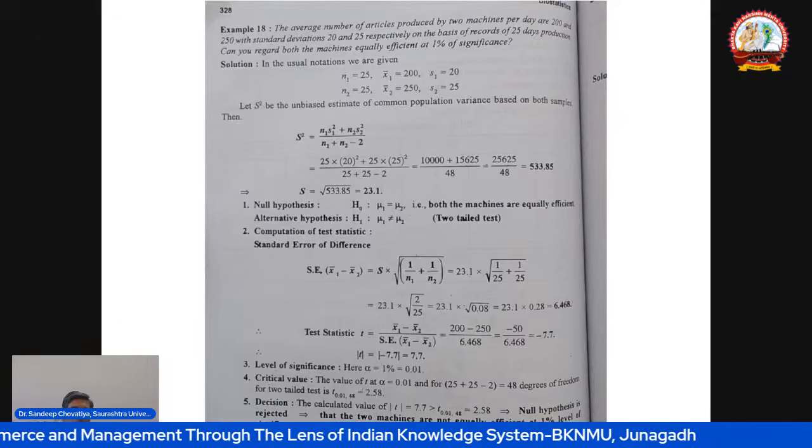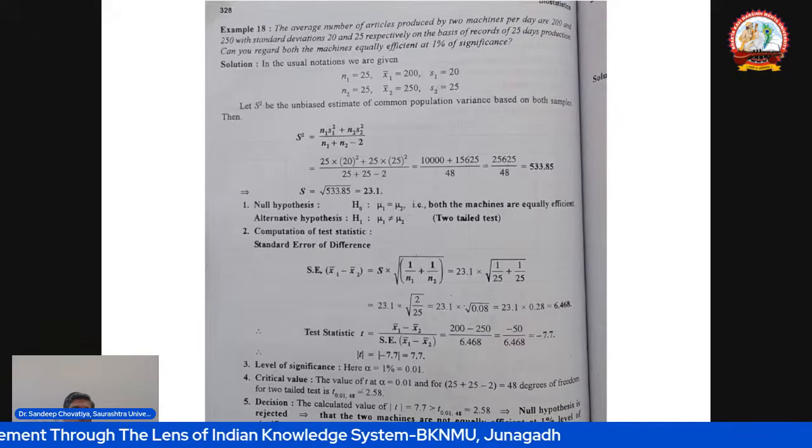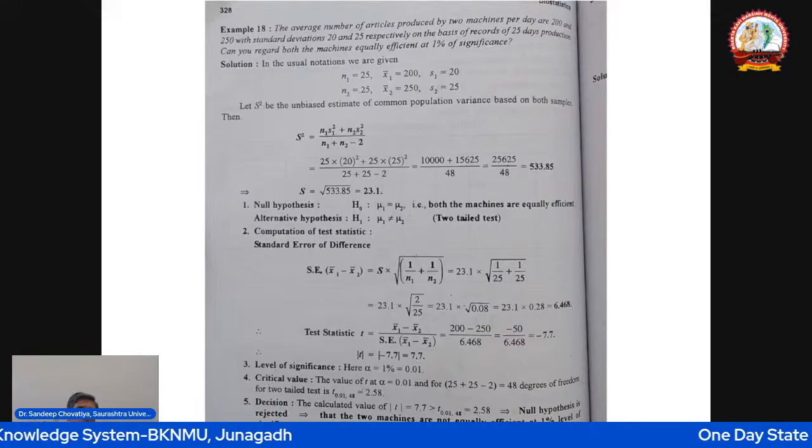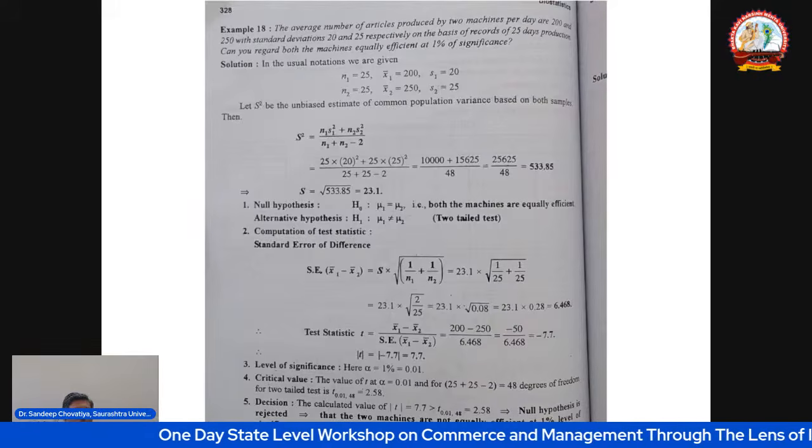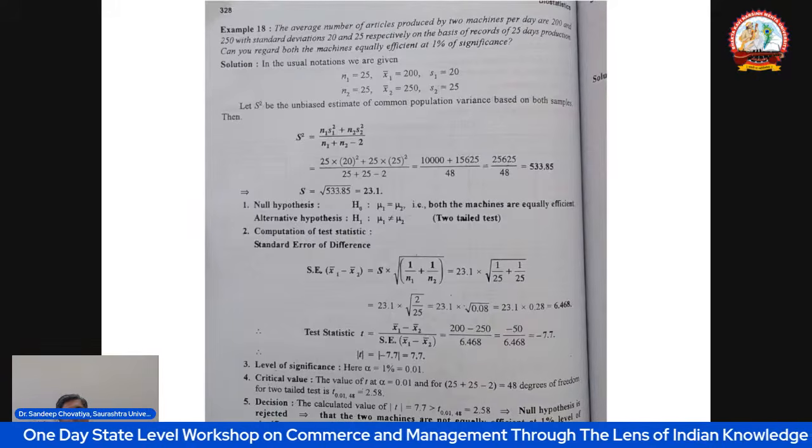Based on this 25 days production, can you regret that both the machine equally efficient at the 1% level of significance. આપણે મશીન બે આપેલા છે એ અને બી એની કમ્પેરિઝન કરવાની છે અને સાબિત કરવાનું છે કે બંને સિગ્નિફિકન્ટલી કામ કરે છે કે નહીં.